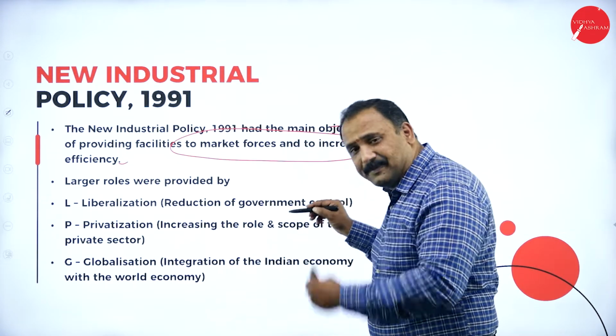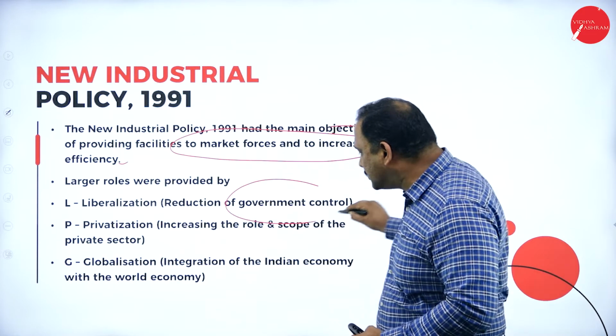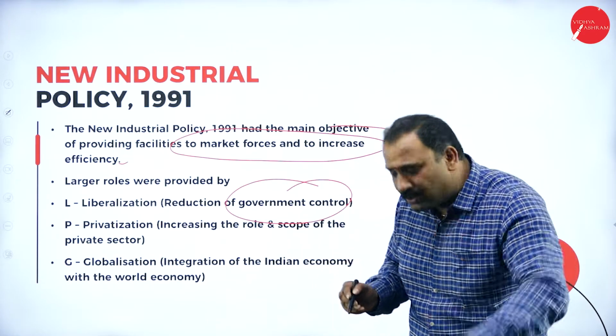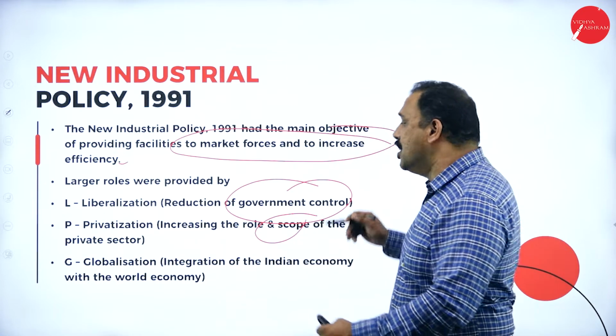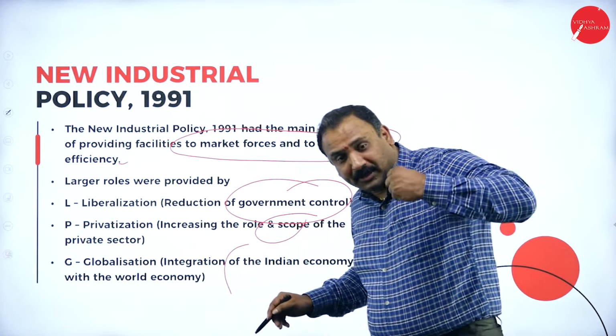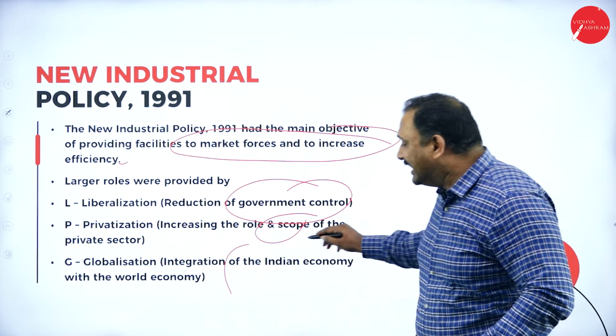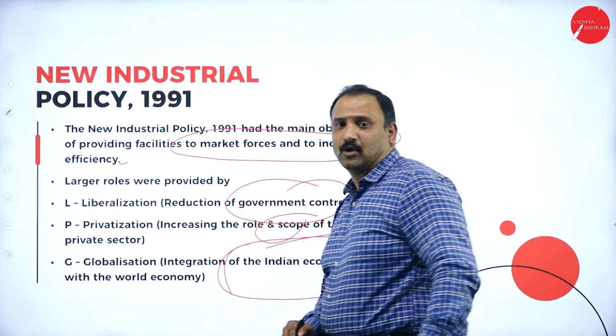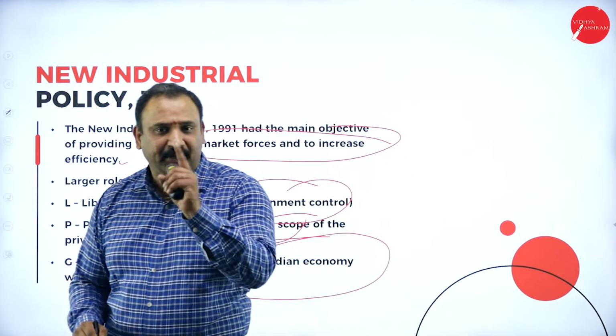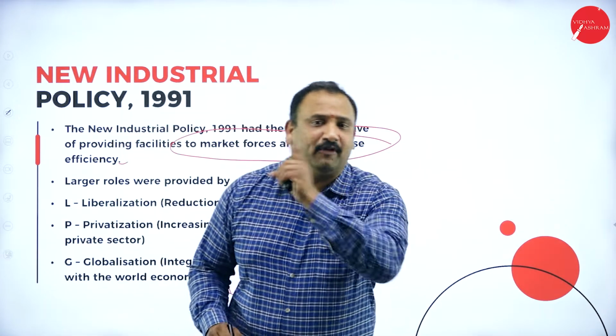We brought in liberalization in order to reduce the government control. We allowed privatization because the scope of the private sector was really fantastic. We allowed globalization. We wanted to be a part of it. Why? Because the Indian economy should become an integrated part of the global economy. So the 1991 era is the era of competition.